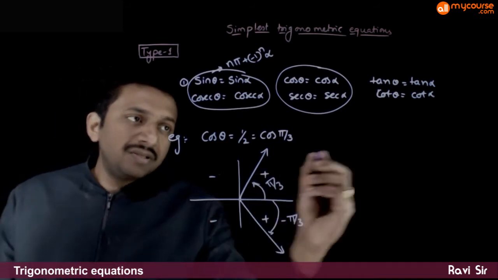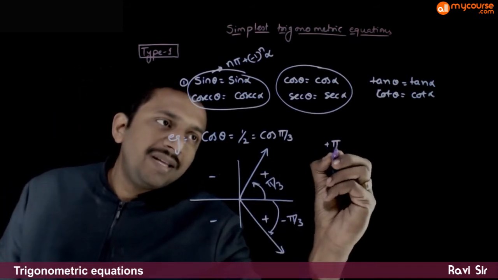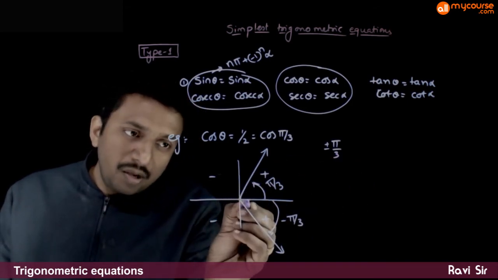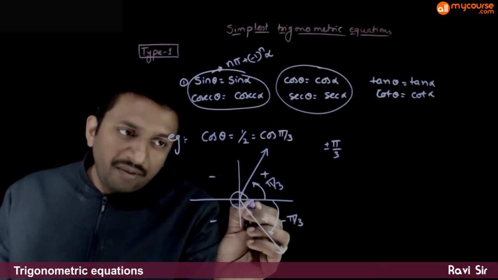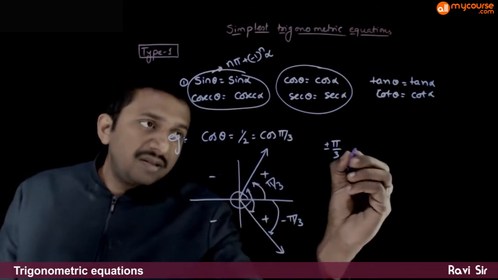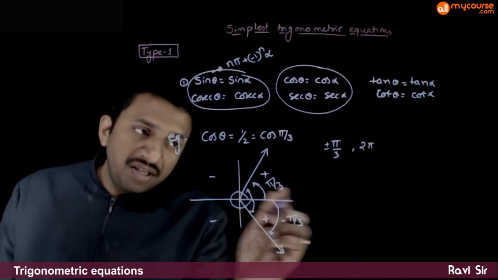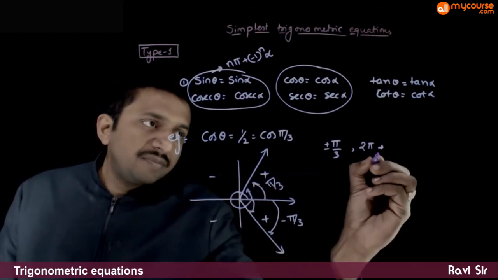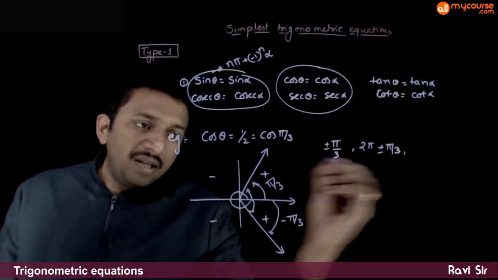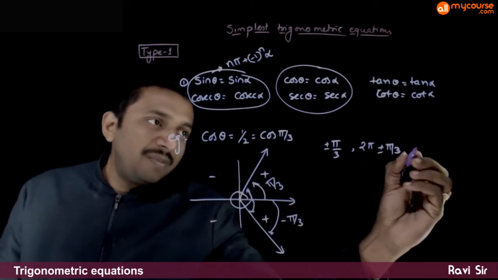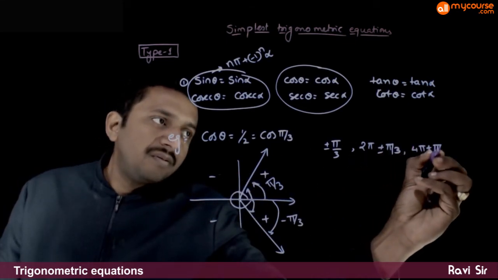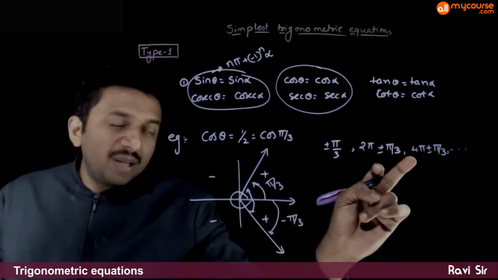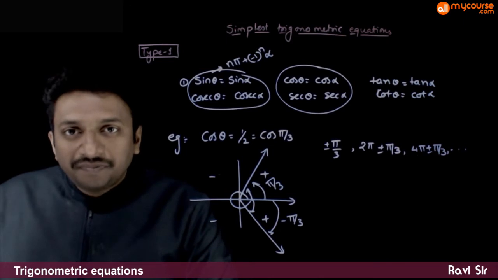So let me write the solutions. The solutions are plus or minus pi by 3, right? And what are the other solutions? If I complete one rotation, 2 pi plus or minus pi by 3. So I can start with 0 and go for plus or minus pi by 3. After one rotation, plus or minus pi by 3, and after two rotations, plus or minus pi by 3, and so on: plus or minus pi by 3, 2 pi plus or minus pi by 3, 4 pi plus or minus pi by 3, and so on, right?